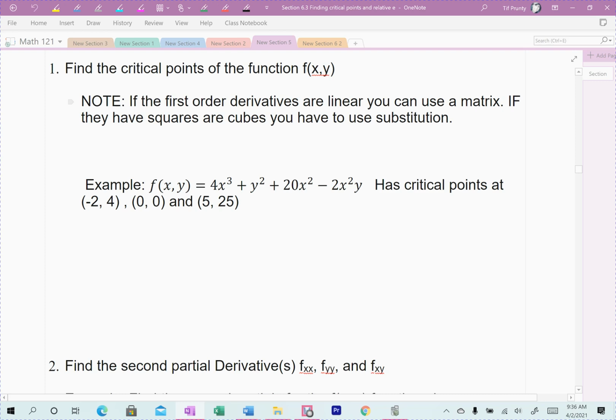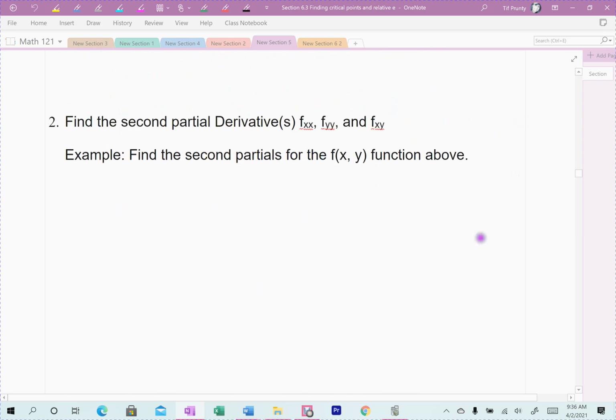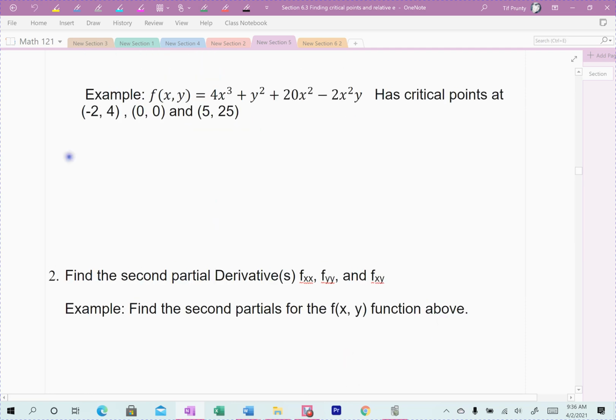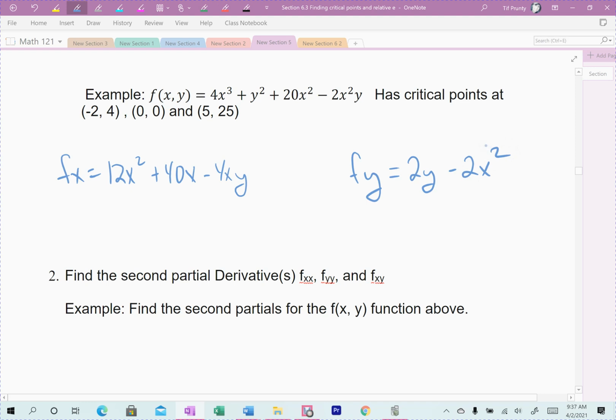To determine if those 3 points are max, min, or neither, there's a process. The first thing is I need my second partials. That's why it's also called the second partial test. The D-test is because we put the partials in a D formula. I only need 3 partial derivatives because the mixed partials are always the same, so I only need one of those. I need the second derivative with respect to x, twice, the second derivative with respect to y, twice, and then one of the mixed derivatives. Just to keep it simple, we do the xy derivative. In order to find those, I need to write down my first derivatives. My first order derivative with respect to x is 12x squared plus 40x minus 4xy. With respect to y, 2y minus 2x squared.